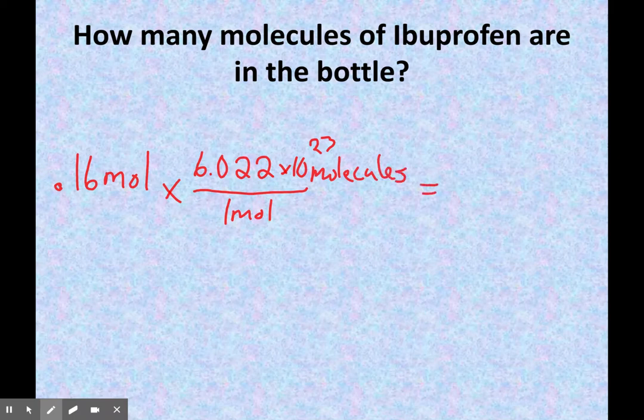And I know it's a pain writing out molecules, but if you try to abbreviate that, you're going to get moles. So be careful with those labels. So 0.16 times 6.022 times 10 to the 23rd is going to give me 9.6 times 10 to the 22nd molecules.